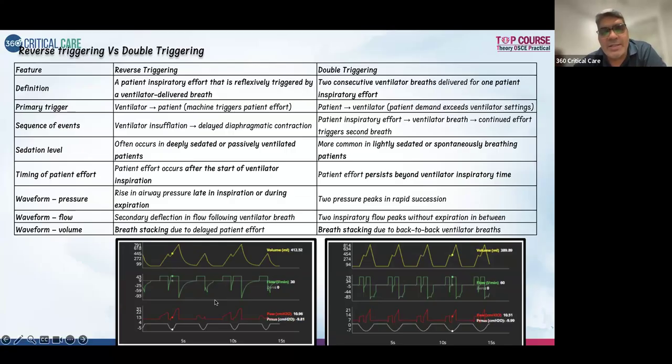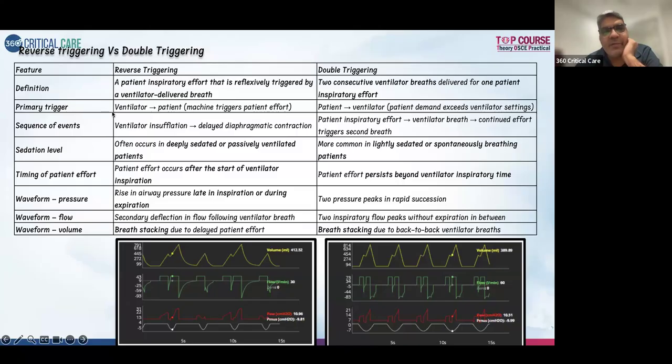Now here, in reverse triggering, things happen from the ventilator to the patient. The ventilator causes the patient to sense something and then get another breath. So the command flow is from the ventilator to the patient. The machine triggers the patient effort. But in case of double triggering, the patient triggers the ventilator, where the patient demands more breathing and keeps on breathing. So that leads to frequent breaths to the patient. So here the command is from the patient going into the ventilator.